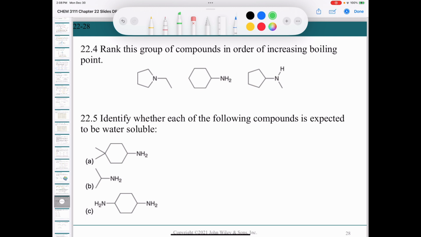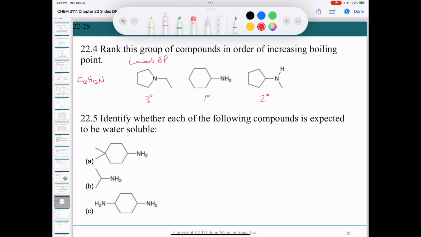Okay, first question says, rank this group of compounds in order of increasing boiling point. You can see that all these compounds are isomers. They're all isomers of C6H13N. And if you take a look, you can see this one is a tertiary amine, this one is a primary amine, this one is a secondary amine. So the tertiary amine is definitely going to have the lowest boiling point. So we'll put lowest boiling point here.